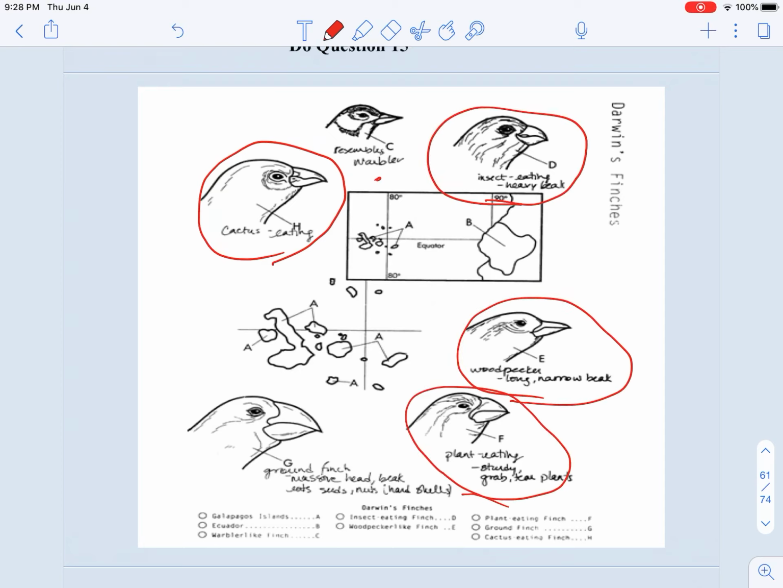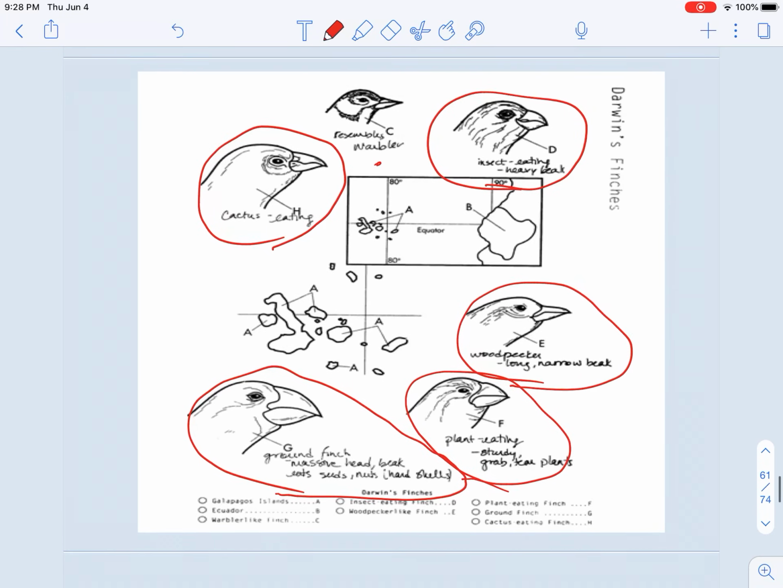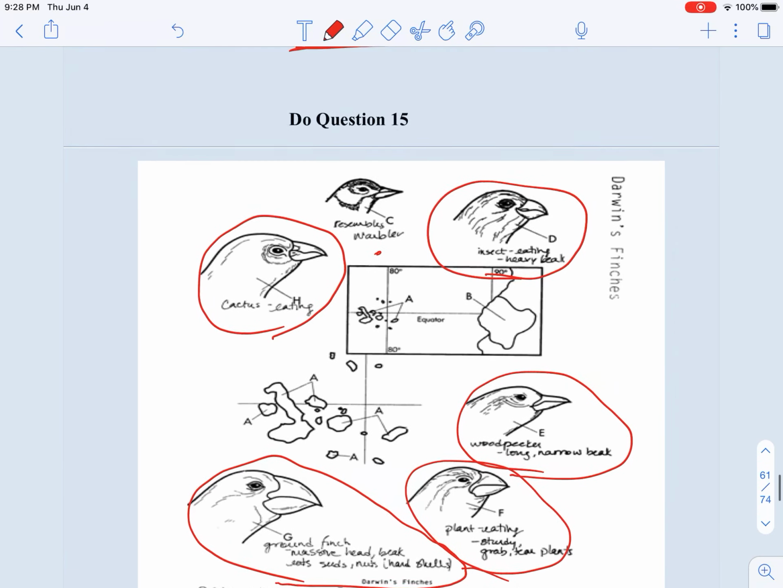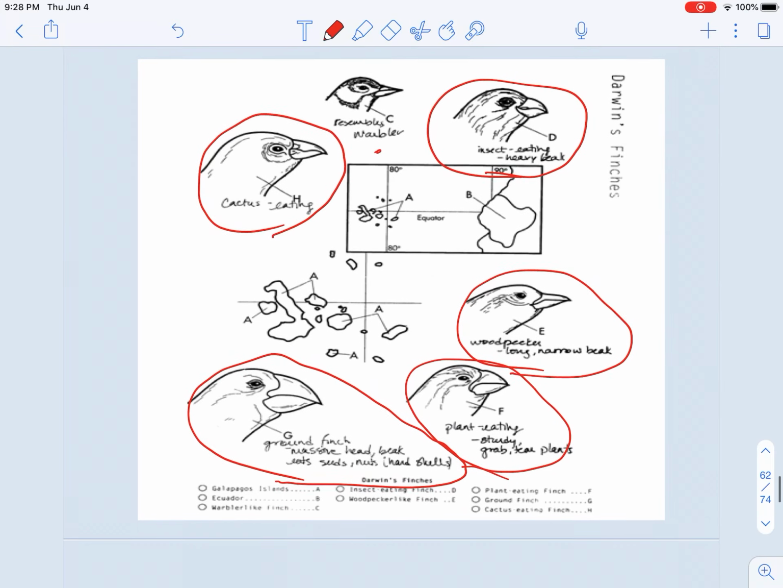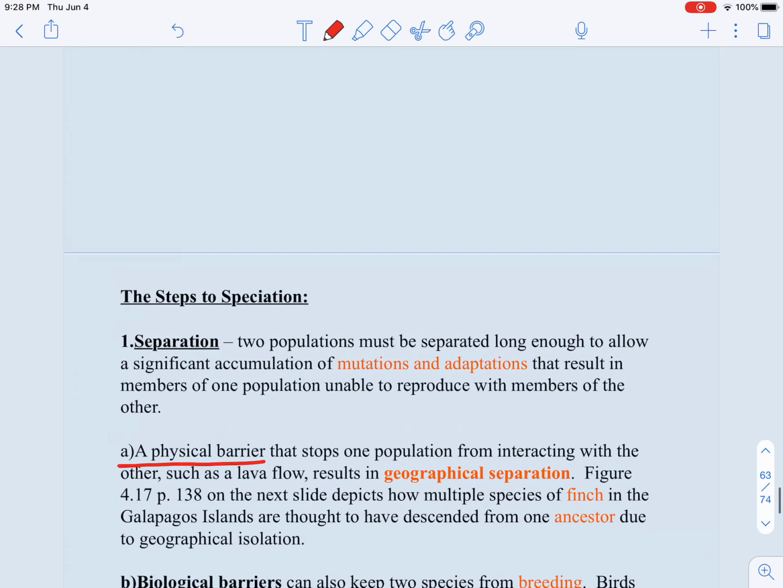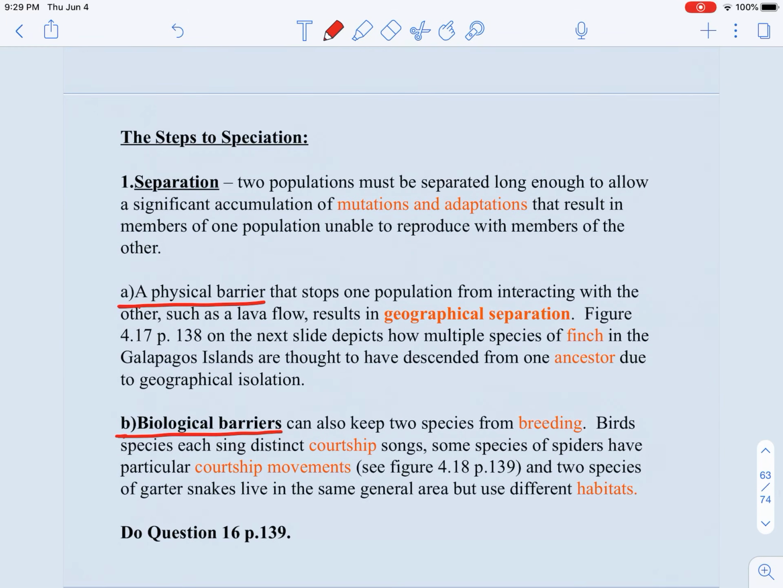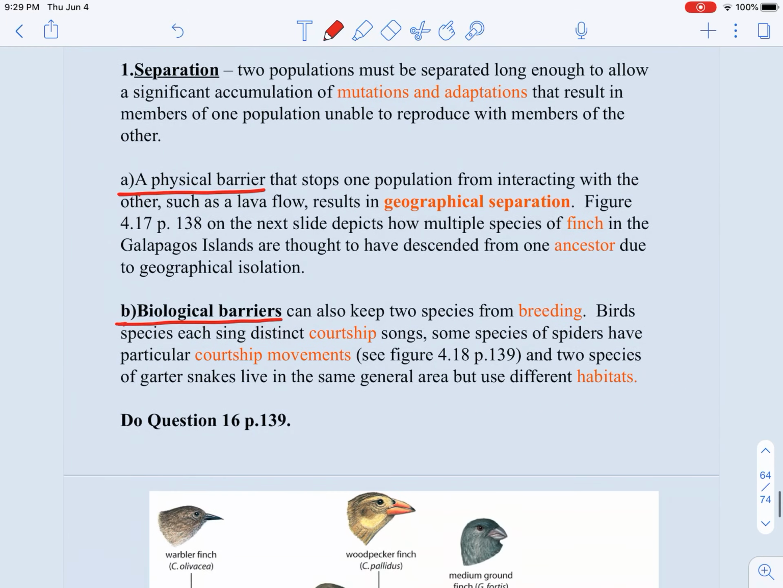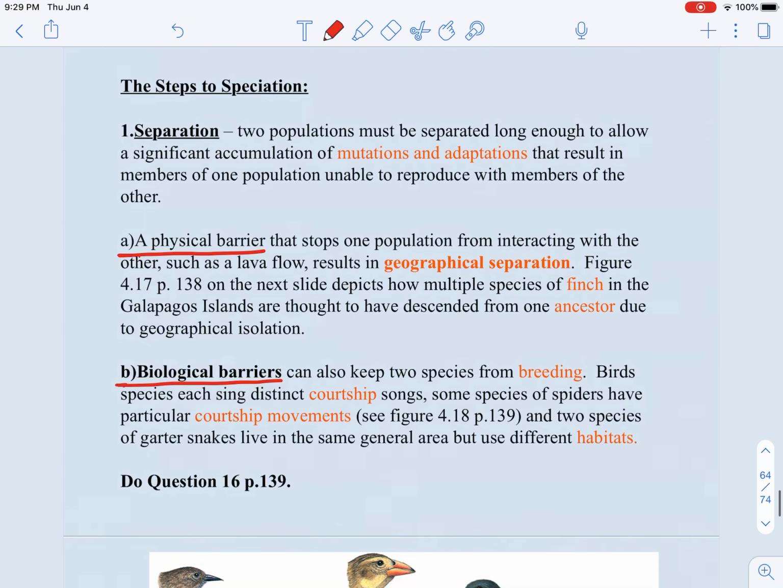The cactus eater has a different beak than the insect eater, a different beak than the woodpecker type. The plant eater type looks like this, and the one that eats seeds and nuts has this shell. So their little beaks are different because of different available food, and so this is another example of divergent speciation. So they've come from an original species.